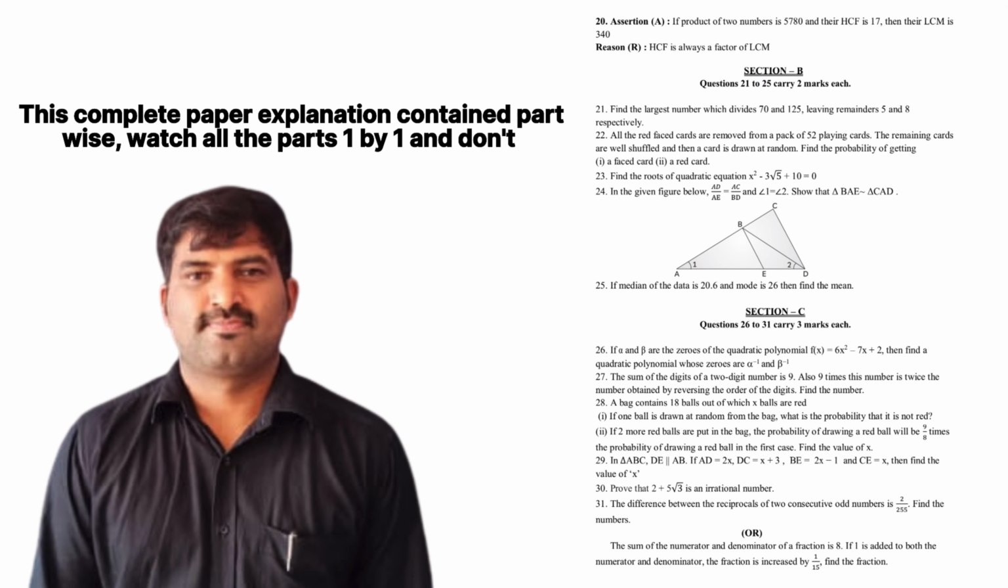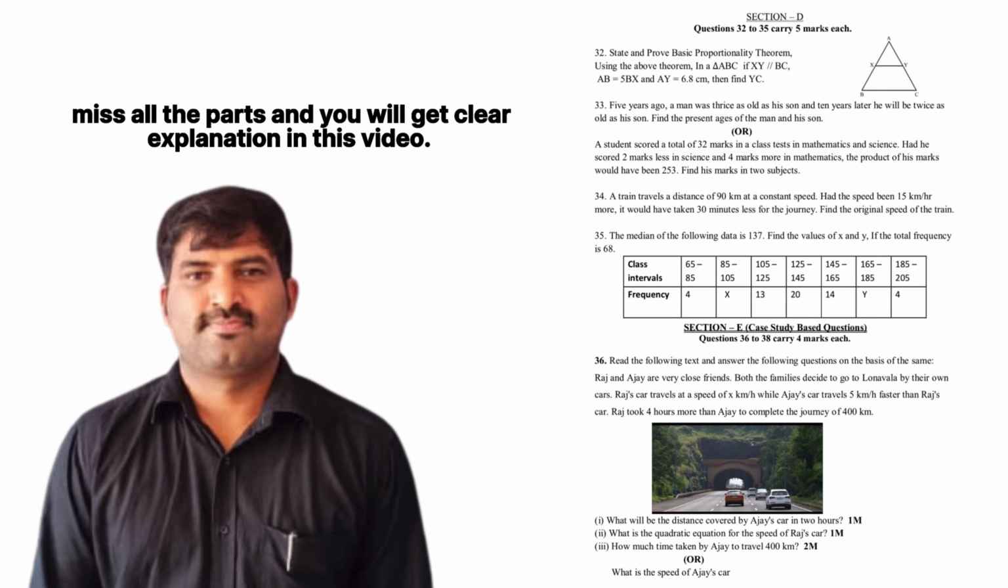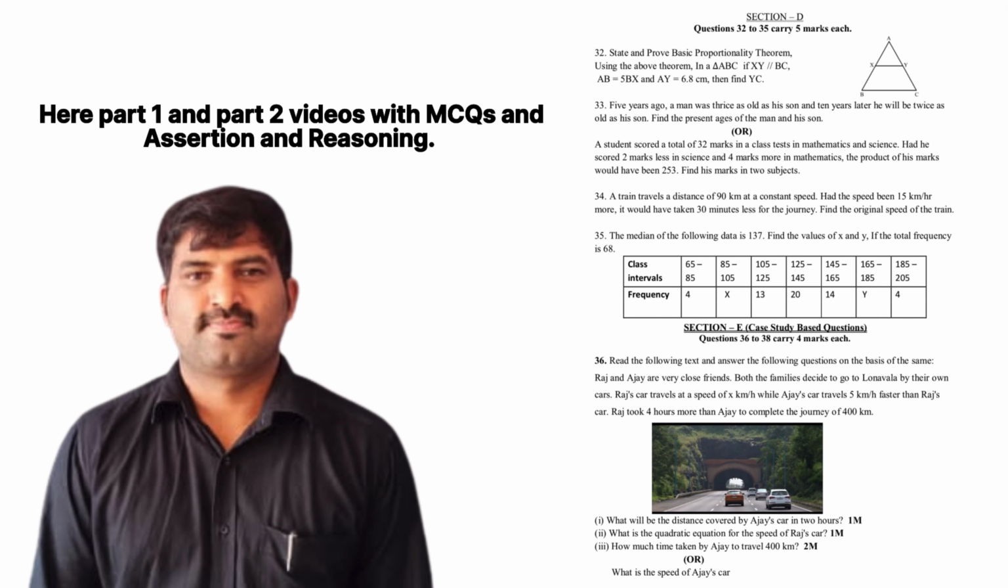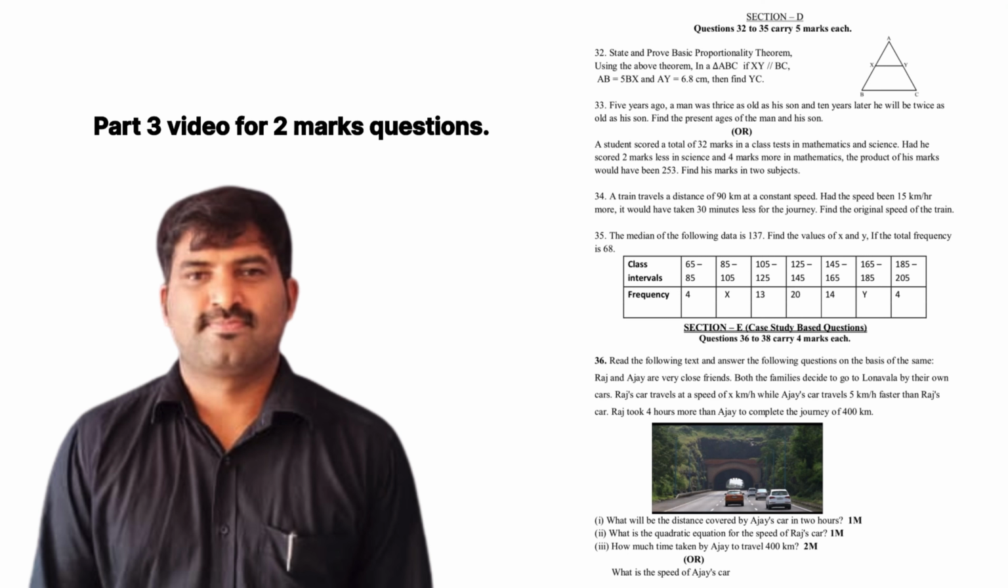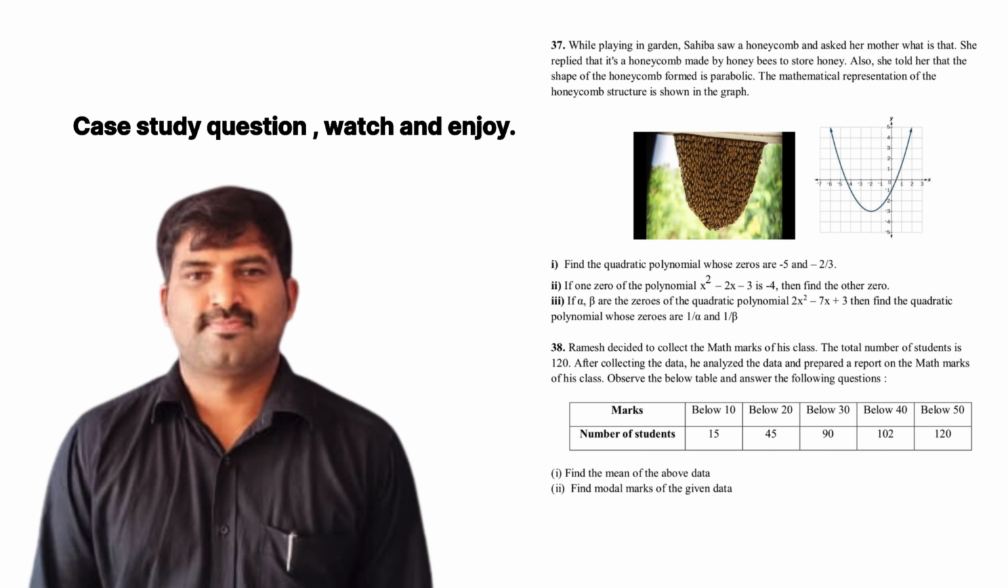This complete paper explanation is divided part-wise. Watch all the parts one by one and don't miss any part, and you will get a clear explanation. There are 6 parts in total. Part 1 and part 2 videos cover MCQs and assertion and reasoning. Part 3 video is for 2 marks questions. Part 4 video is for 3 marks questions. Part 5 video is for 5 marks questions, and part 6 video is for case study questions.